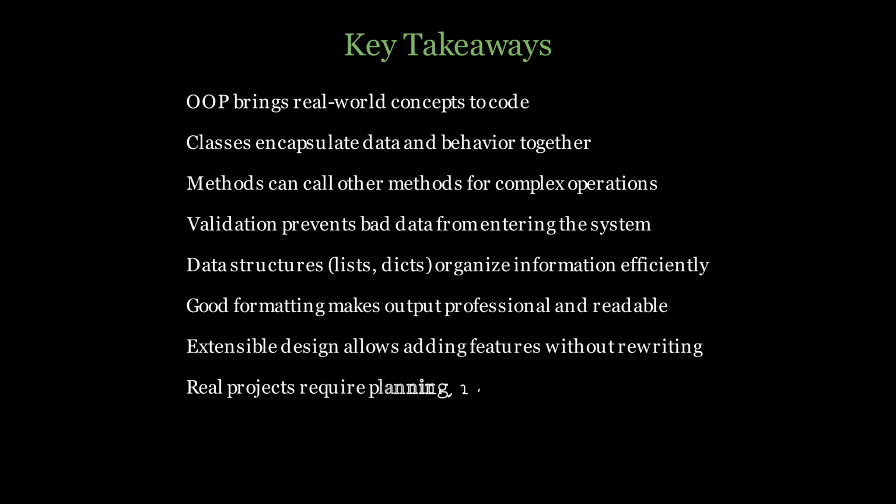Third, methods can call other methods. Generate report uses calculate average and get letter grade internally. Fourth, input validation prevents bad data. We check that grades are between 0 and 100. Fifth, data structures like dictionaries for grades and lists for students organize information efficiently. Sixth, careful string formatting creates professional-looking output that users appreciate. Seventh, extensible design with clear class boundaries lets us add features without rewriting existing code.